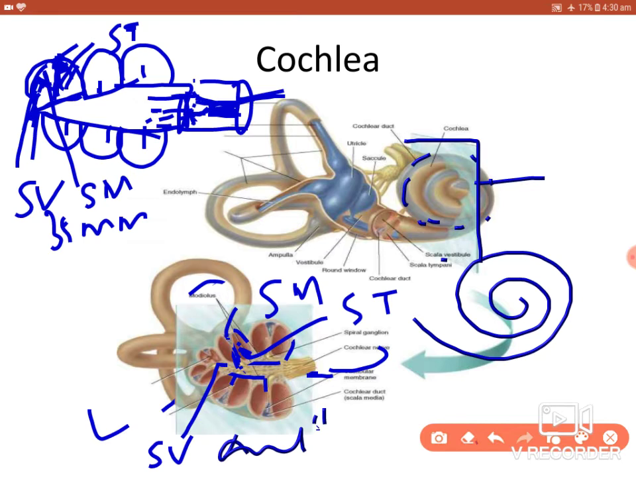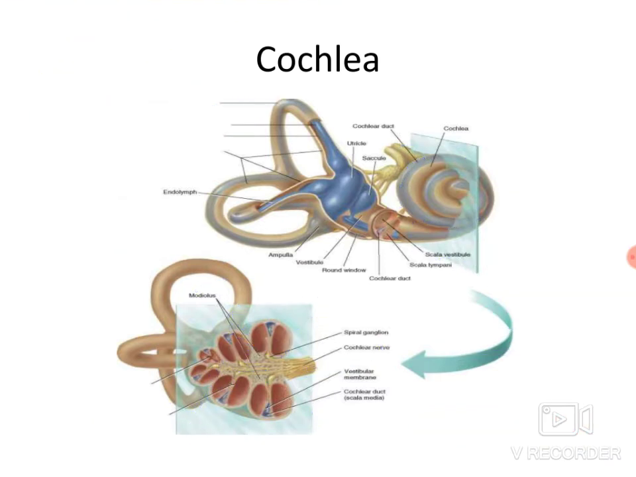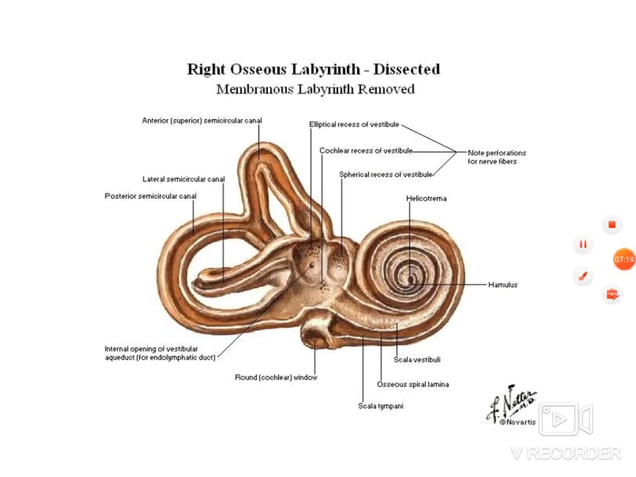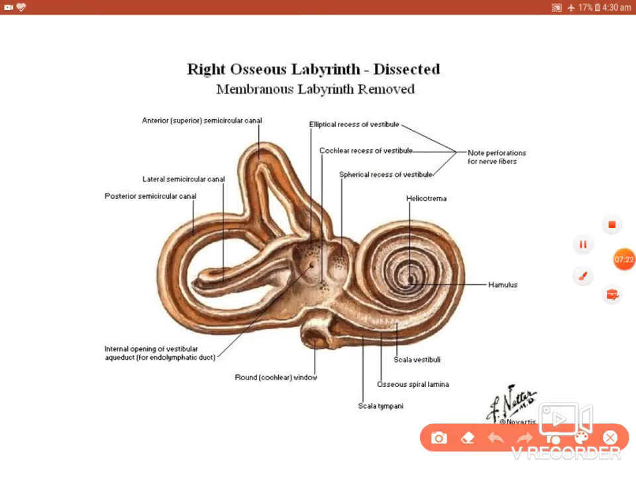So the scala vestibuli and the scala tympani contain perilymph, and the scala media contains endolymph. Then here this is the structure of the cochlea. Okay, the lateral wall is removed. Okay, you are seeing the medial wall.